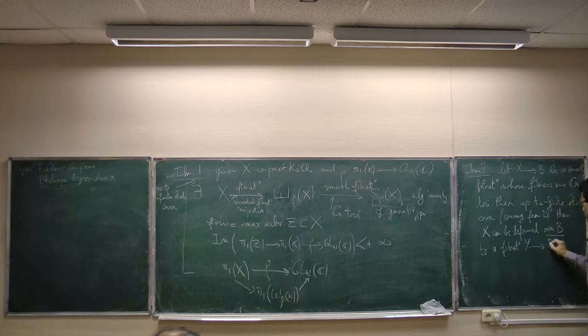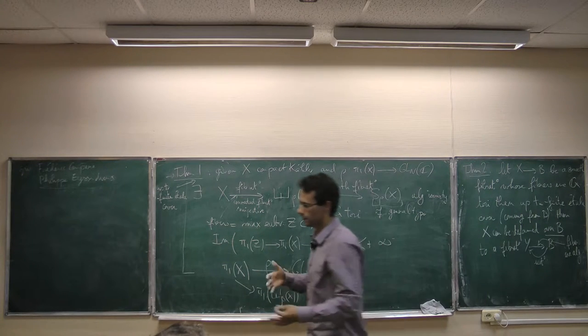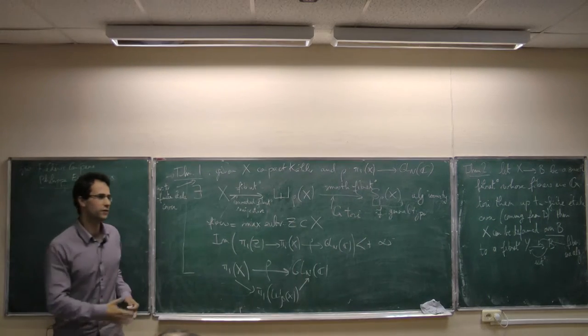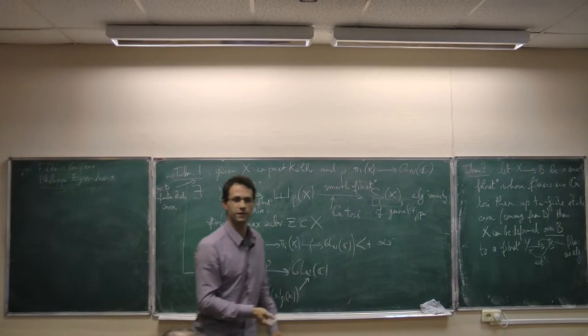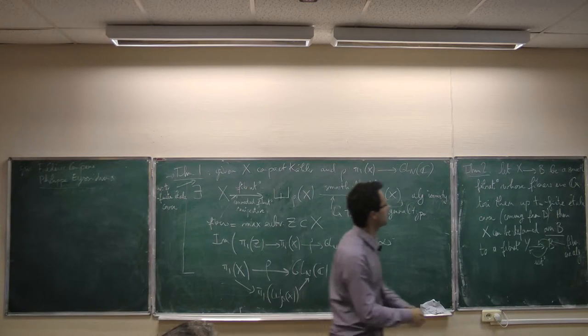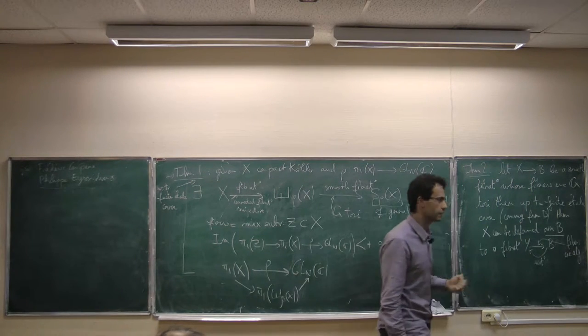Y over B in such a way that it has a section and the fibers are abelian varieties. So it's a kind of relative version of the well-known fact that a complex torus can be deformed to an abelian variety. But here we have to handle the fact that we have a family of complex tori. Okay.